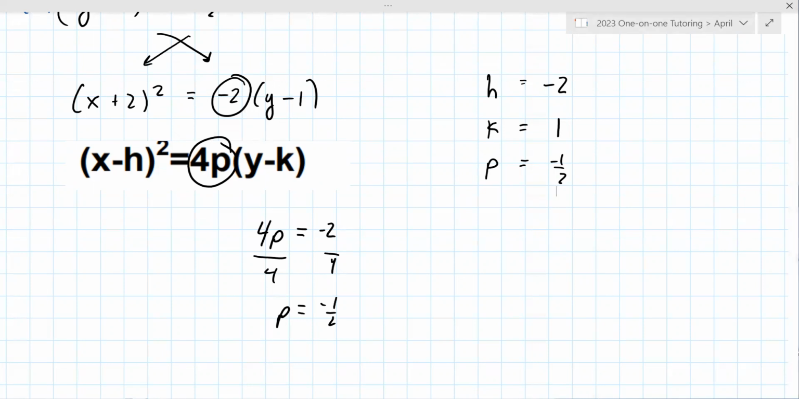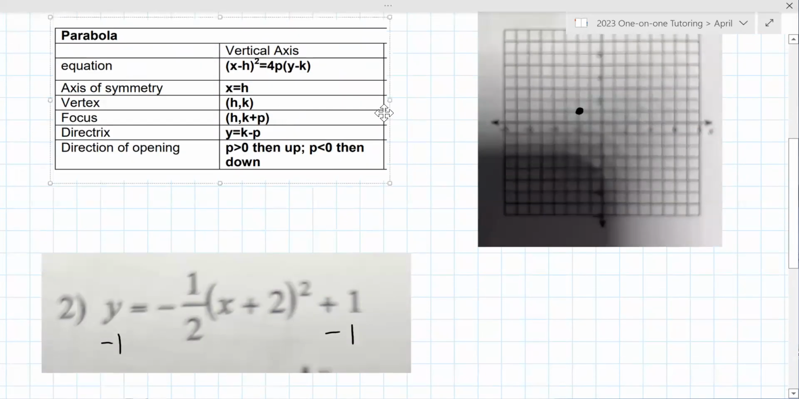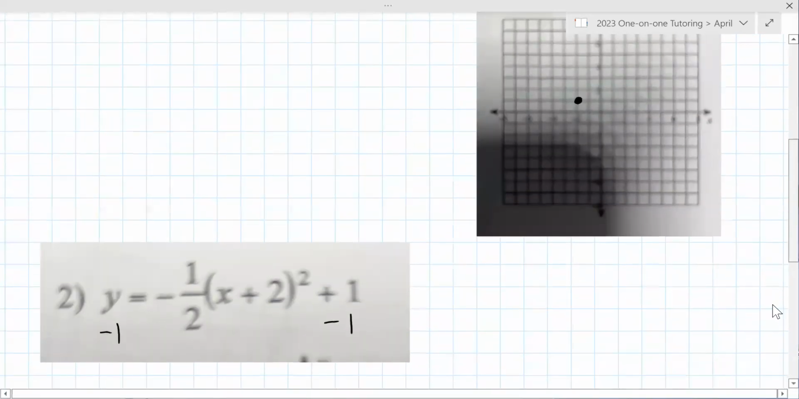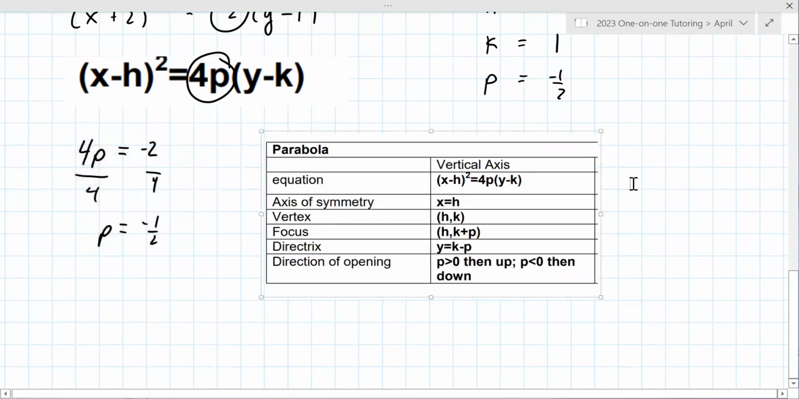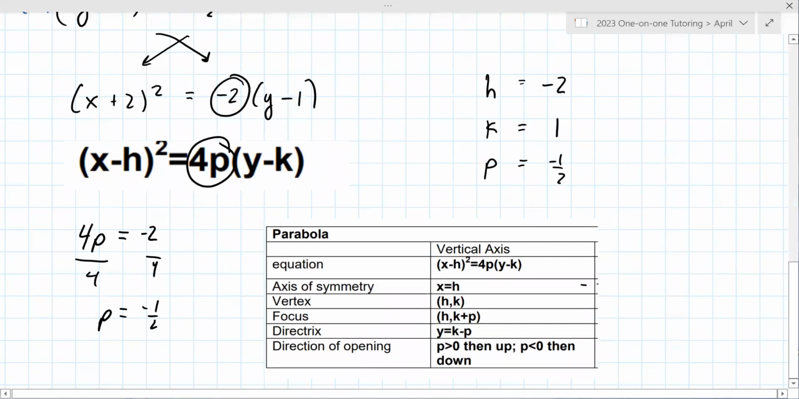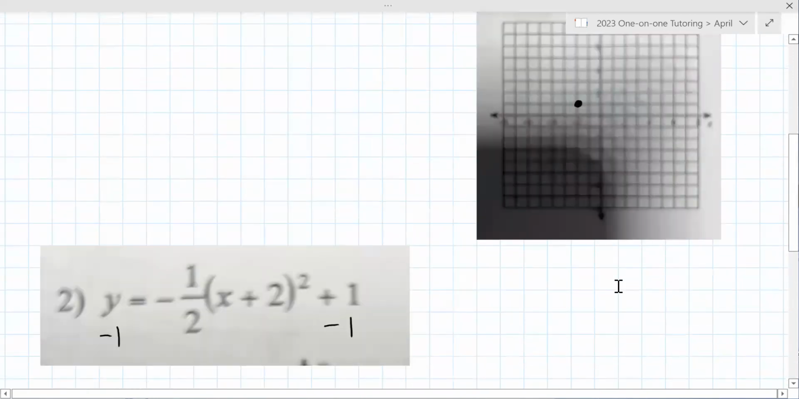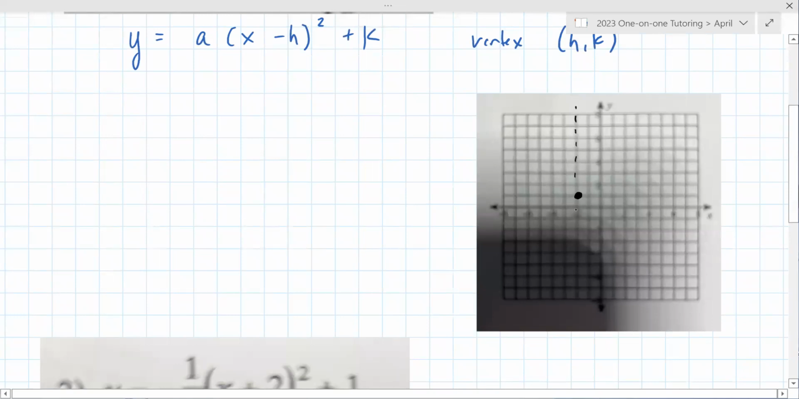Yeah. All right. Now that you have these three things, h, k, and p, you can then find all this other stuff, like the axis of symmetry. So the axis of symmetry is x = h, x = −2, okay? And you would go to your graph and then make the axis of symmetry x = −2, like that.